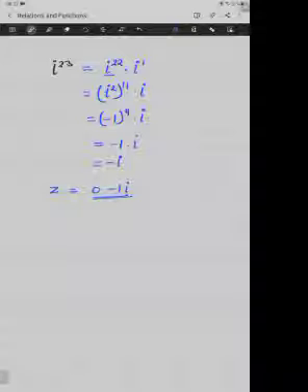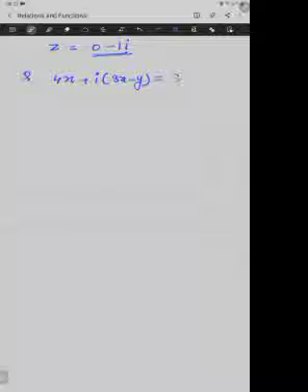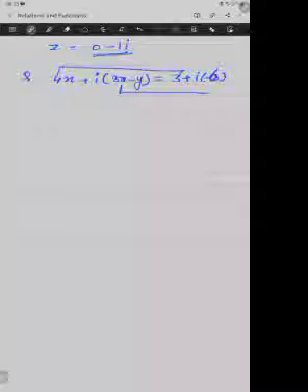One question is given, this you must also try to understand. It is 4x plus i times 3x minus y, equal to 3 plus i times minus 6. Minus 6, sorry, minus 3. Now see, when we compare, real part will be equal to real part and imaginary part will be equal to imaginary part.